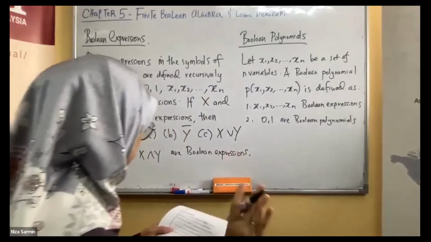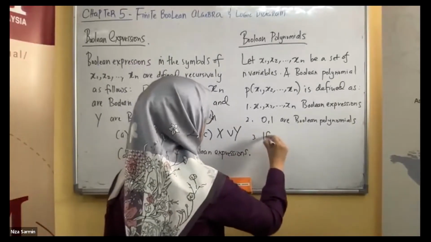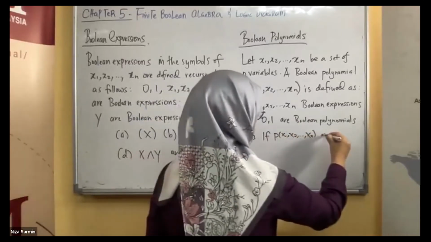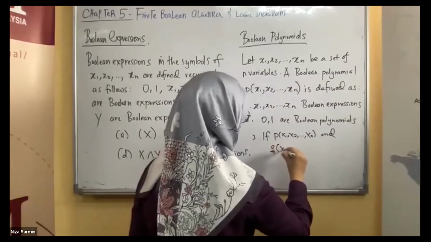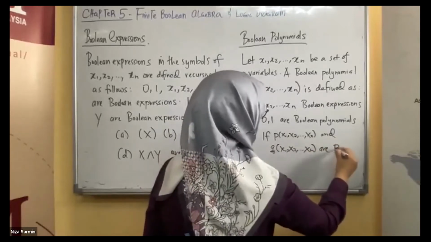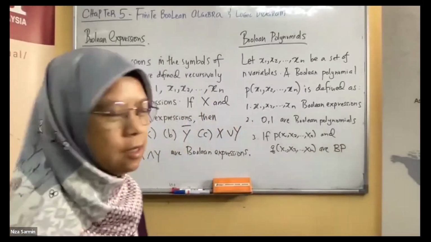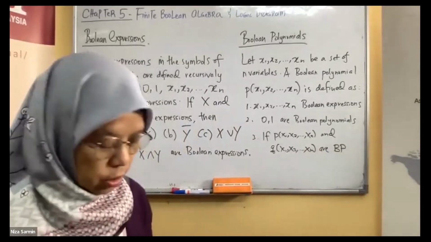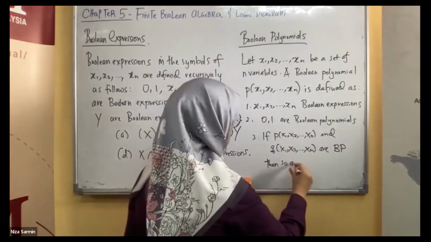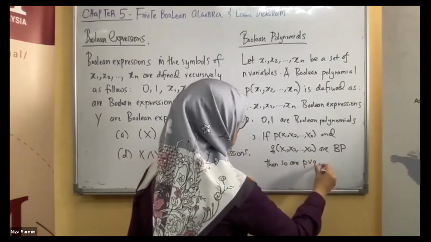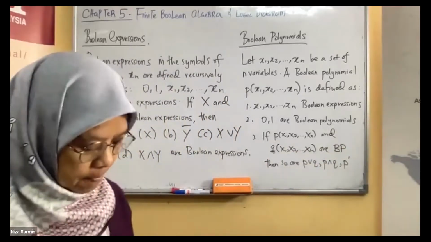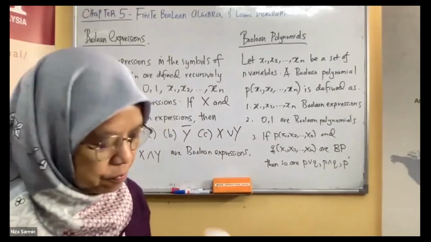If we have P and Q, I call it BP. If they are Boolean polynomials, then so are the P and the Q and the P prime, or the Q prime. Yeah. Okay.